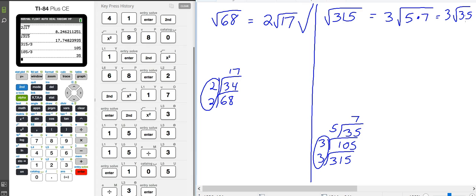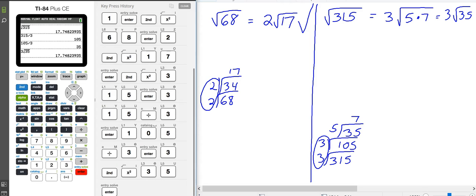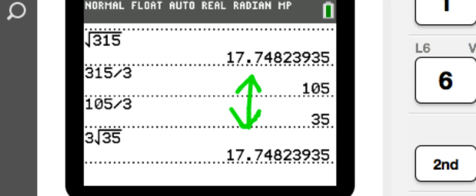And how do you know if you got the answer right? Well, we already solved the square root of 315 on the calculator before. So we know that's 17.748... Now what we could also do is plug in 3 square root of 35 and see if that's the same thing. That's also 17.748... Since these two are the same, we know that it's right.